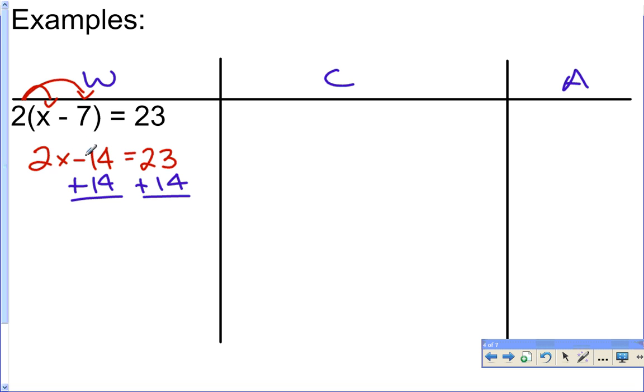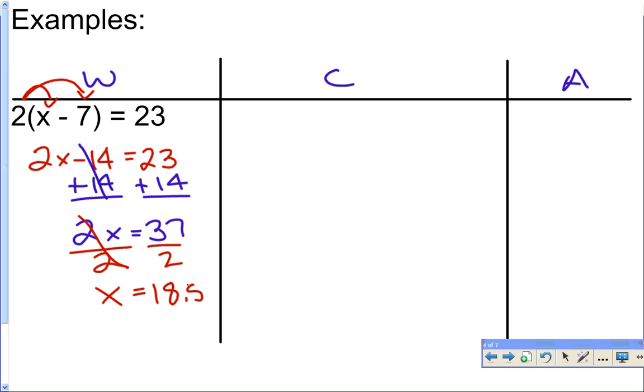Minus 14 plus 14 is 0. So now I have 2x equals 23 plus 14 is 37. Now I have a 1-step equation. If you can read it, you can do it. 2 times x. The opposite of times is divide. So I'm going to divide both sides by 2. 2 over 2 is 1. So x equals 37 divided by 2, which is 18.5.